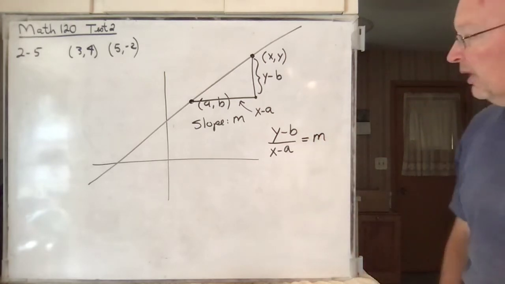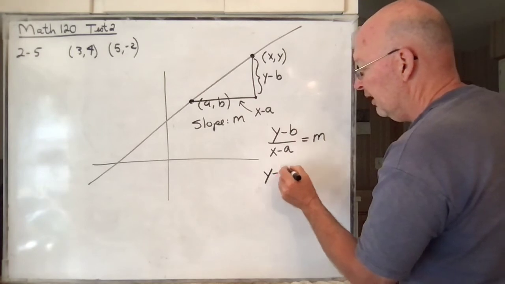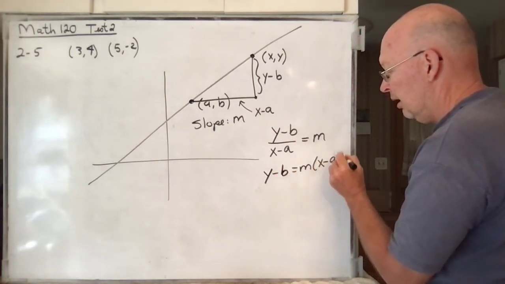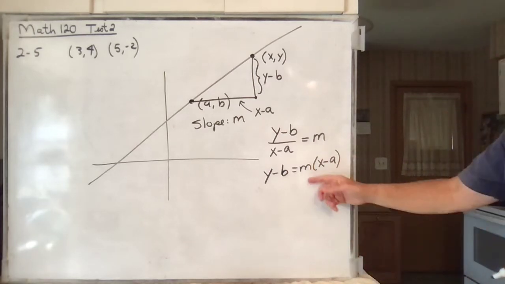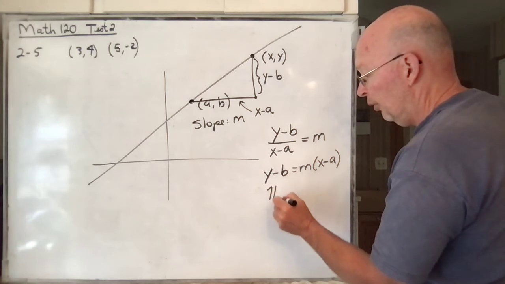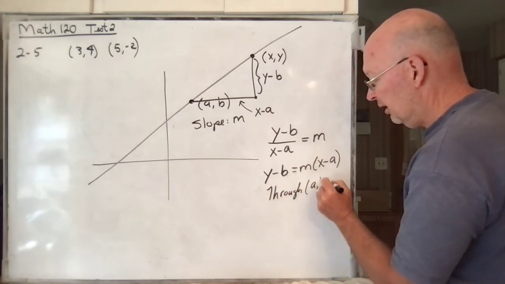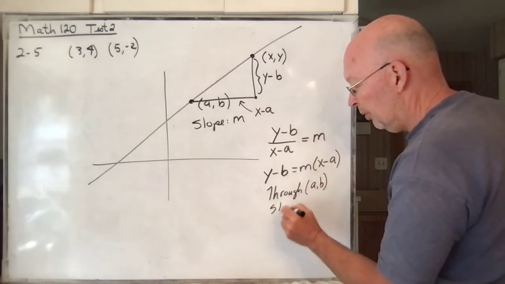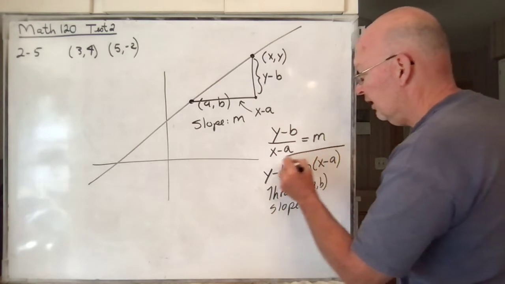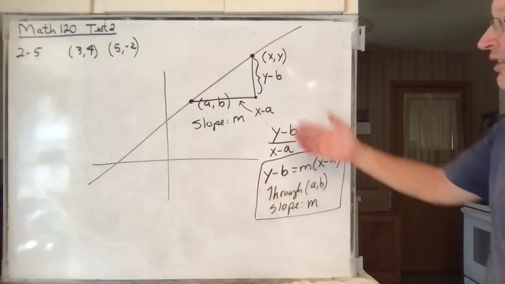So that's all there is to it. Then you can multiply both sides through by your denominator. And there's the equation of a line which goes through the point (a, b) and has slope m. There it is right there. And you don't have to memorize it because you can just get it easily.